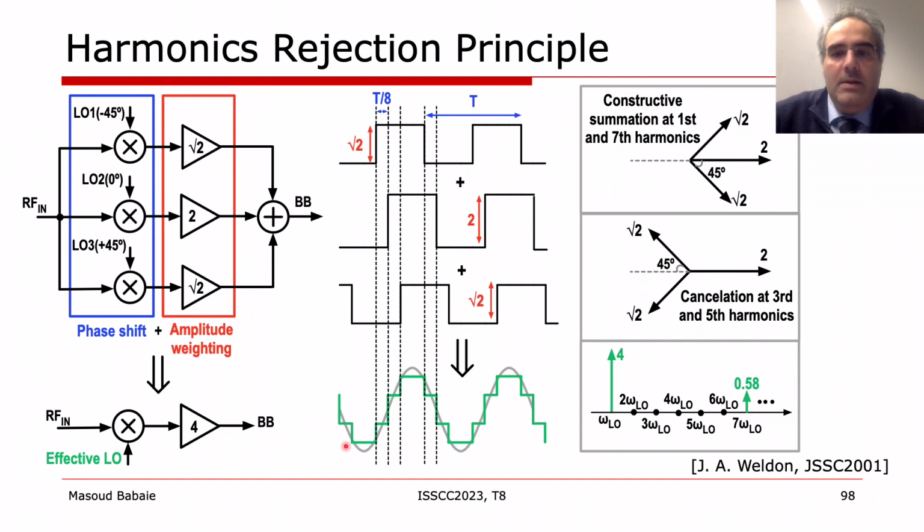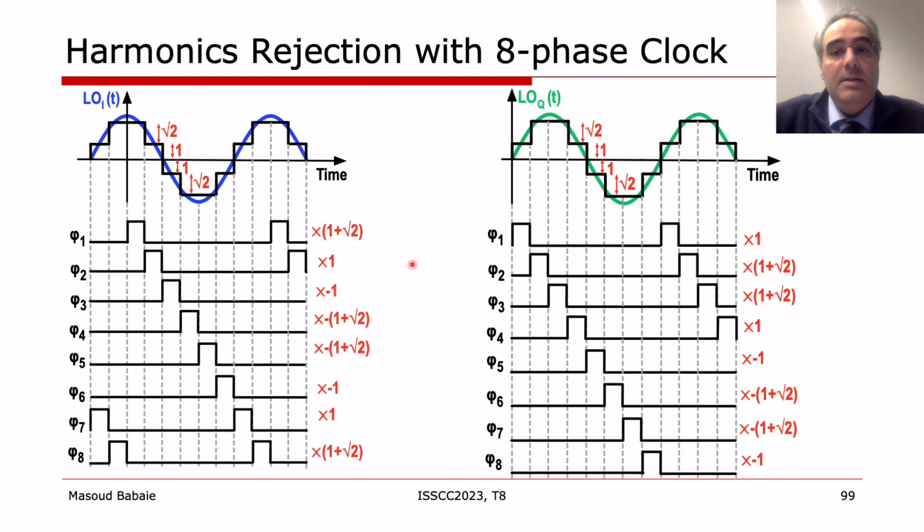Alternatively, we can analyze this system in the time domain, where the amplitude weighting combined with the phase shifting can be considered as a staircase approximation of a sinusoidal LO shown in green. This staircase LO signal has no component at 3 omega LO and 5 omega LO, and the blocker at 7 omega LO is now the first harmonic that is not cancelled. It is understood that the 45 degree phase resolution among different LO clocks is required to implement harmonic rejection.